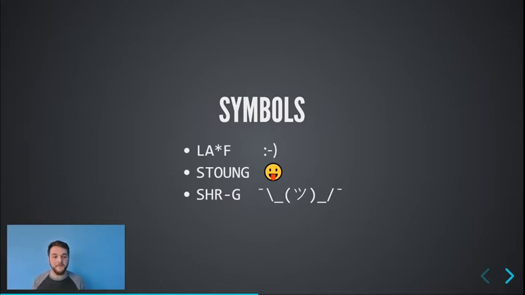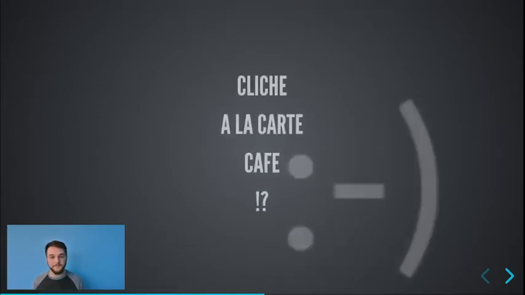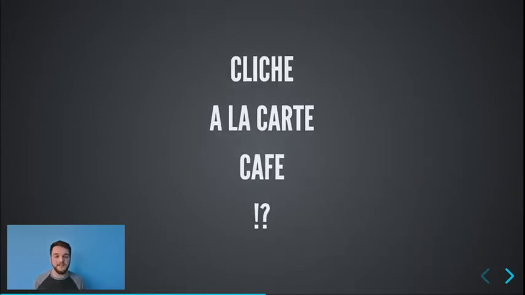For example, you might map a steno stroke to a smiley like laugh, or you could map an emoji, stuck out tongue, or even a sequence of symbols for the shrugging ASCII art. Why settle for things like cliche, a la carte, and cafe when you could put little diacritics on those suckers? The possibilities are literally endless.